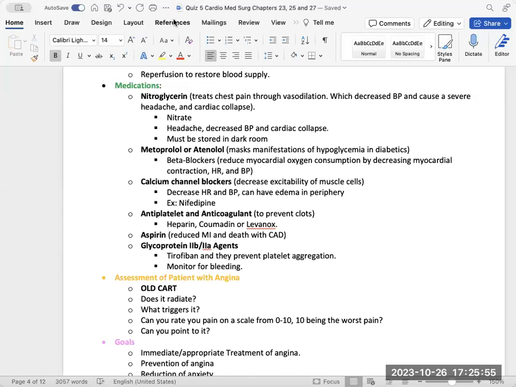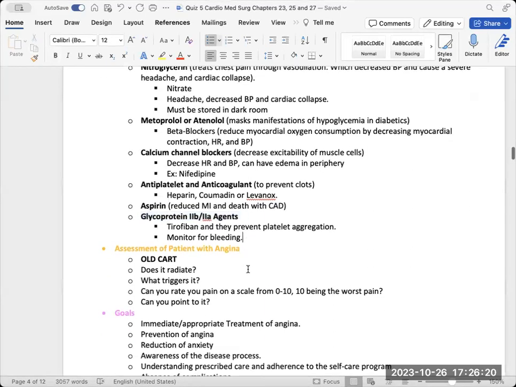Calcium channel blockers are another form of medication that you can give. Any kind of antihypertensive can work in this situation, especially if blood pressure is a contributing factor. Antiplatelets, as I said, something like aspirin to prevent clots, prevent any sort of further ischemia. And I don't know what a glycogen is, so I'm not going to explain what that is.